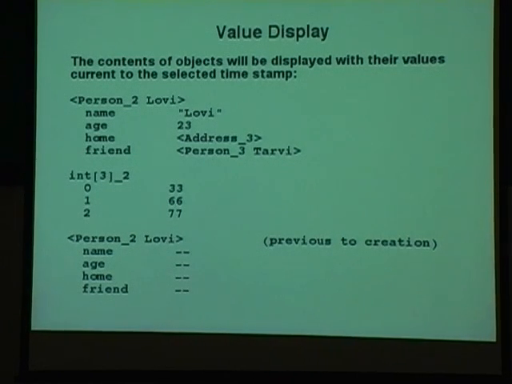So I would print out a person by the name of Louis, whose name, age, and home are listed as such. An array of integers, or if I go backwards in time to before Louis was created, I'll see this for the output. And we'll be seeing that in just a moment.